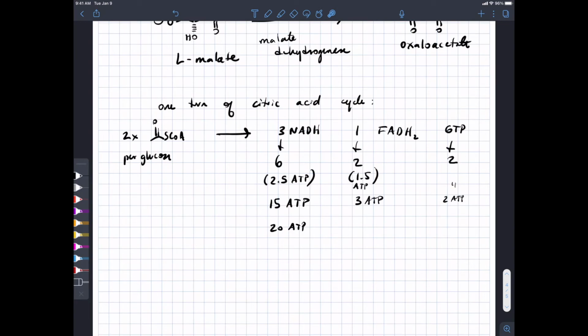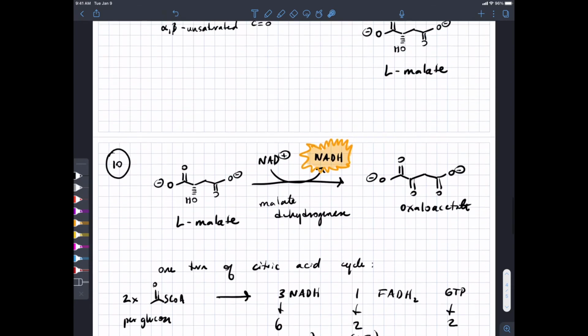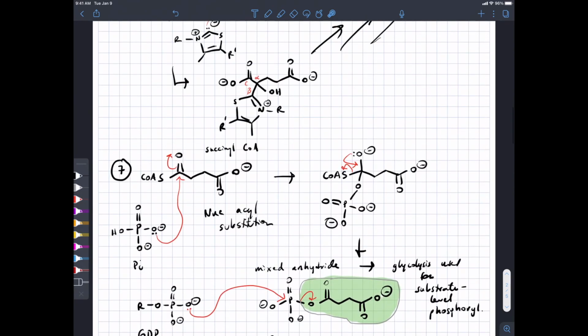What else do you want to talk about there? Yeah? For step 7, was there an enzyme? Yes, there was, but I forgot to talk about it. And let's see if we can guess what it's named.